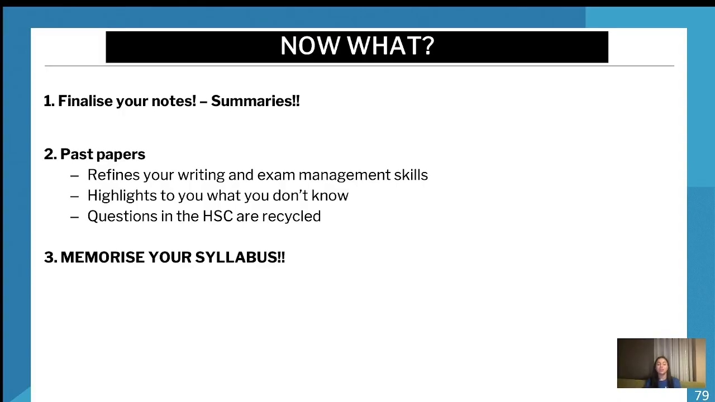but it is so important because it refines your writing and exam management skills. It also highlights to you what you don't know. And like I said, questions in the HSC are recycled, so past papers are just really going to help like that. And last is memorizing your syllabus. It is just such chef's kiss.